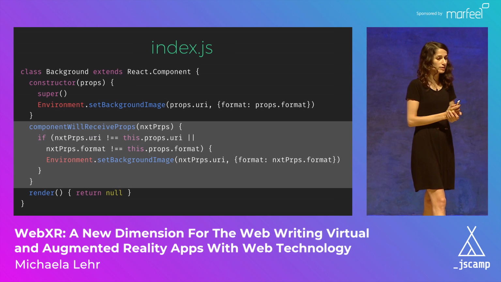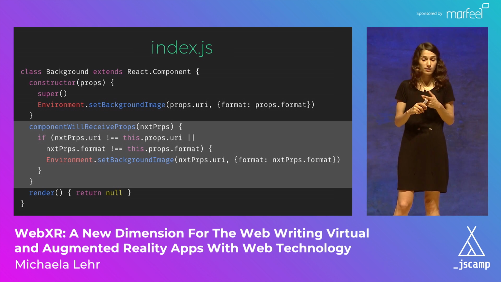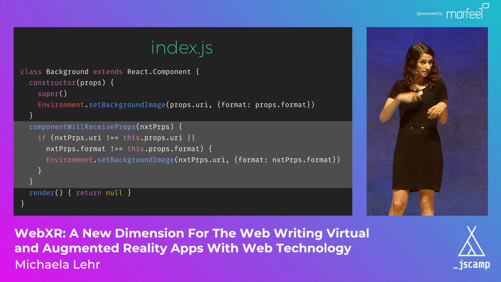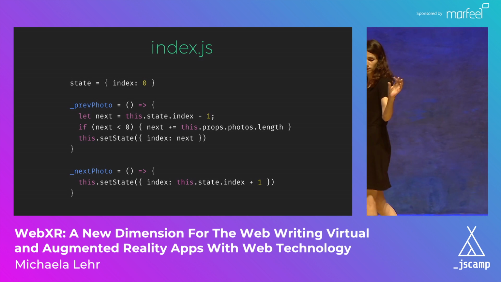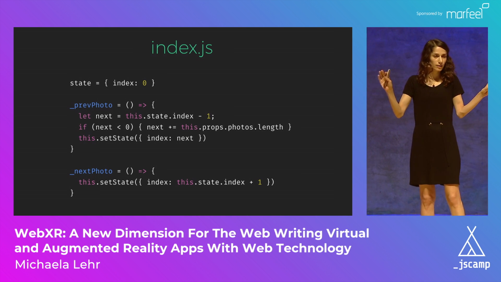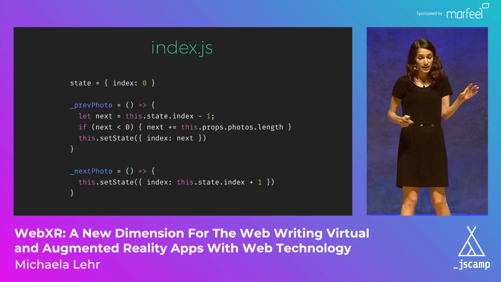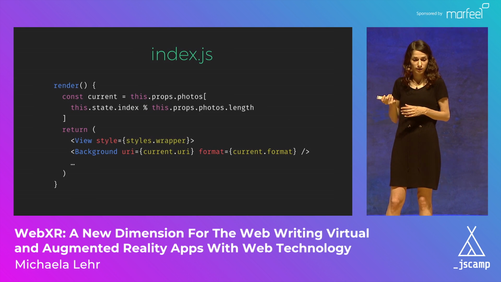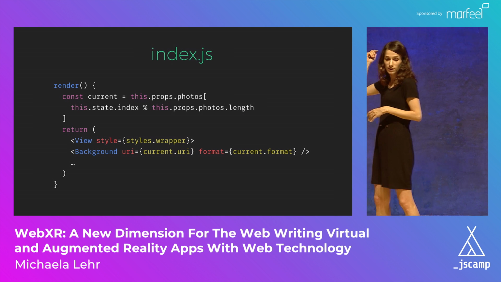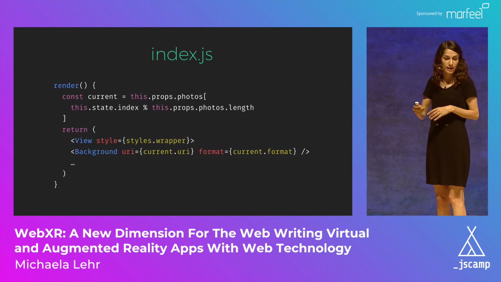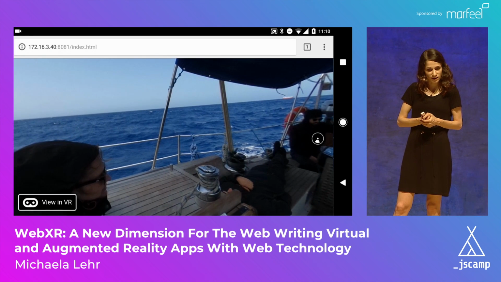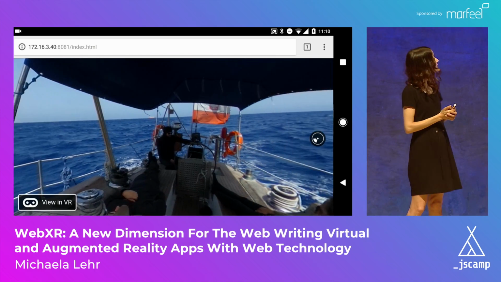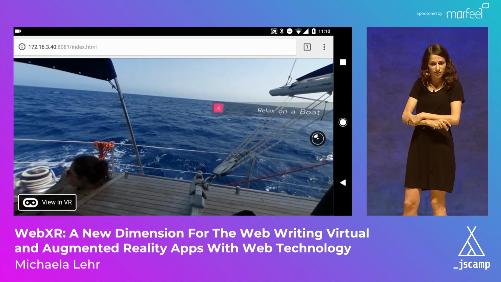And the background component is actually a custom class that listens to prop changes and then sets the environment background image. And by adding click listeners to both buttons, the previous photo button and the next photo button, we can change the index saved in the slideshow state. And with this, we can set the current background image of the background class. And that's basically all. Nice. Now it's running in the correct format.